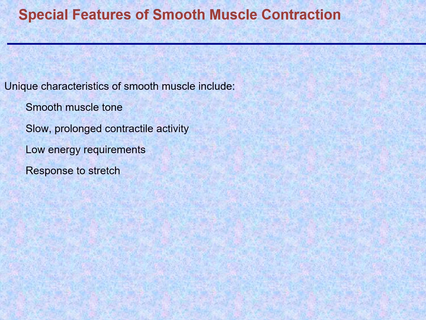Some particular characteristics of contraction is that there is smooth muscle tone. The contraction is slow and prolonged typically when it does contract. The amount of energy used is quite low, minimal amounts of energy needed for contraction. And as I said earlier, typically contraction is in fact in response to stretch.